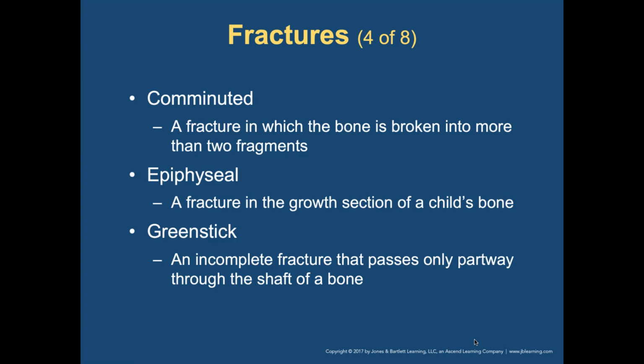Oh, what kind of fracture? A comminuted fracture is one in which the bone is broken into more than two fragments. All right. Epiphyseal is a fracture that occurs in a growth section of a child's bone and may lead to growth abnormalities. That's the reason why they're so careful if it's broken in a growth plate. They want to do as much as they can to try to heal it as fast as they can, so there aren't any issues later in life.